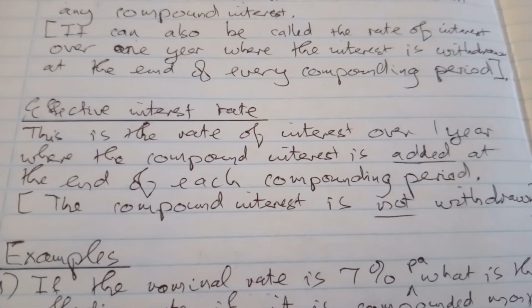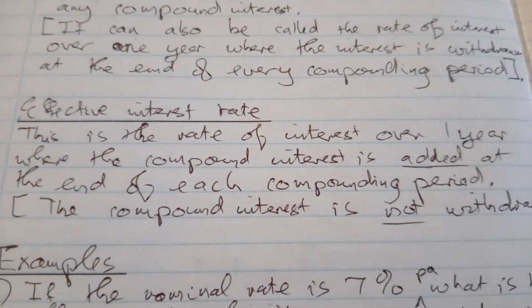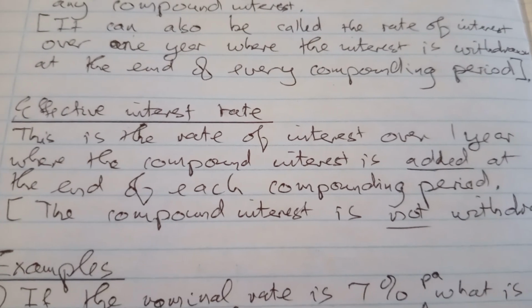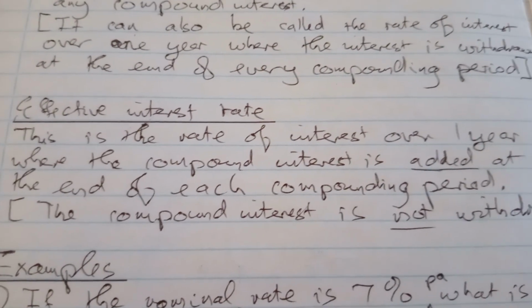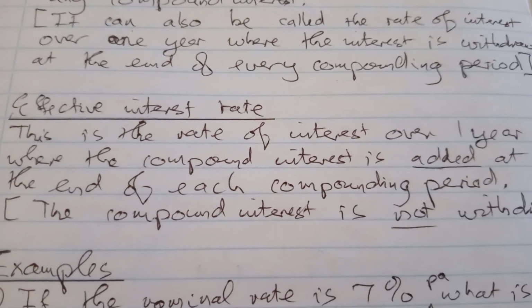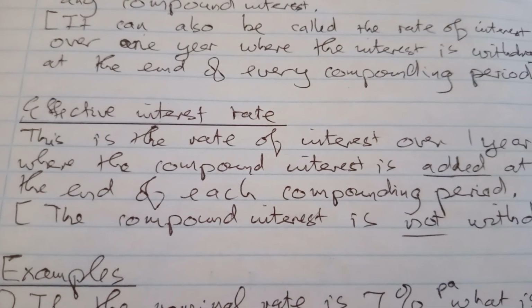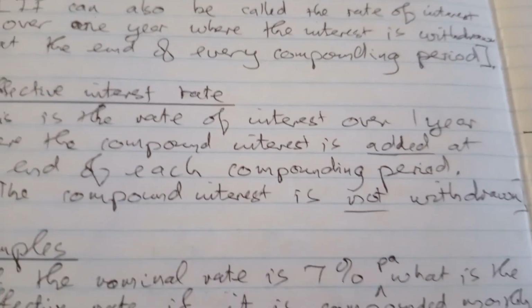The effective interest rate is the interest rate over 1 year where the compound interest is added at the end of each compounding period. The compound interest is not withdrawn, in other words. So let's look at the first example.